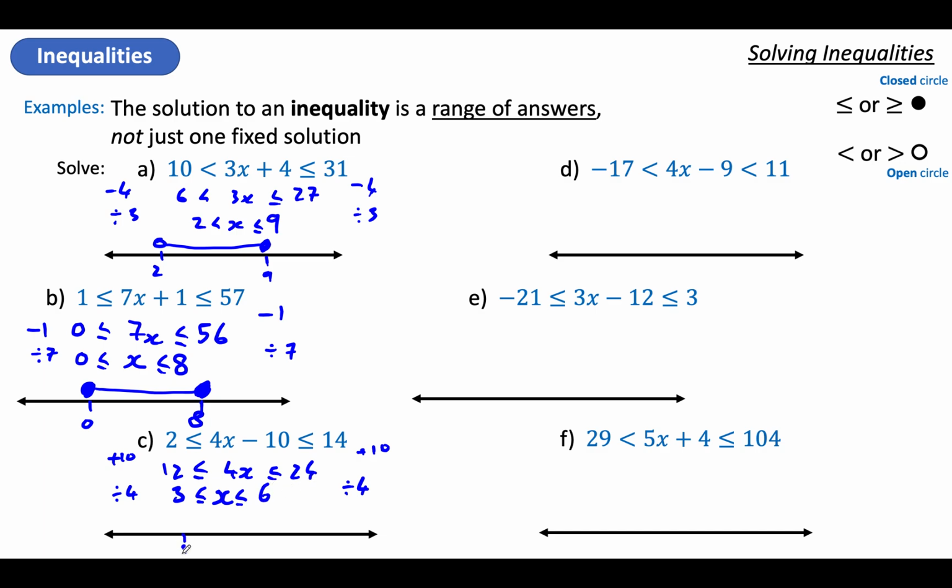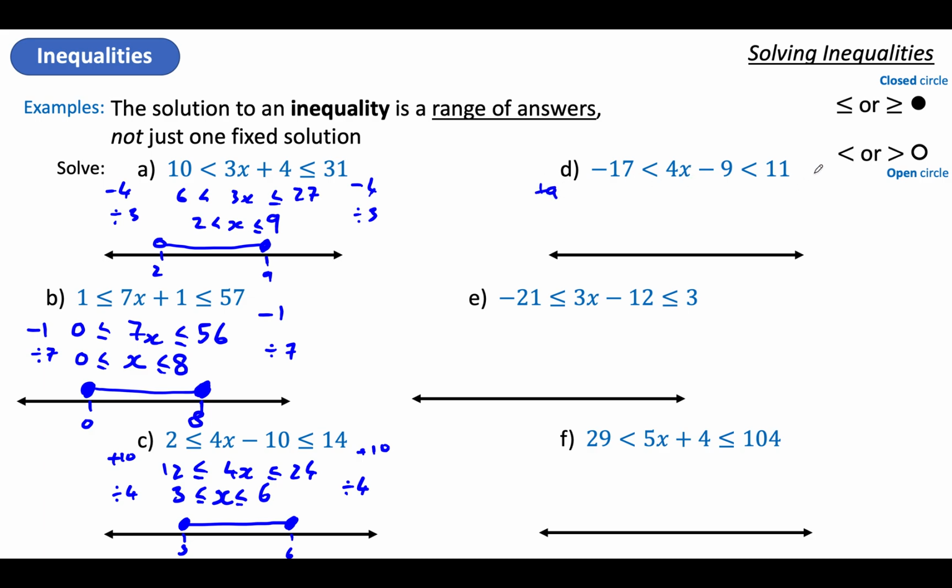Two boundaries, 3 and 6, both with filled in circles. Draw a line between. X is bigger than or equal to 3. X is less than or equal to 6. Bigger than the small number, smaller than the big one. Does make it sound like some kind of game show.